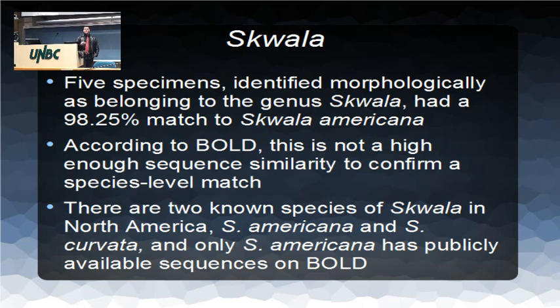To make things even more confusing, there's only 2 known species of Skwala in North America, S. americana and this other one called S. curvata. BOLD only has data available for S. americana. And another thing that makes it even more confusing is that these 2 species cannot be told apart as nymphs. They have to be sexually mature, and it has to do with their reproductive organs.